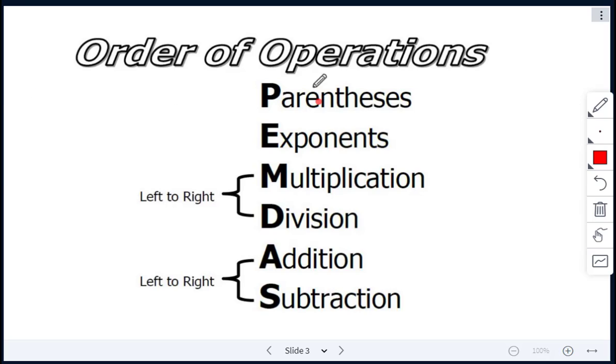So here, again, P in this case stands for parentheses, which are still brackets. Still the brackets that look like this. Exponents, again. Multiplication and division are interchangeable depending on when you're looking at it left to right. And same thing with addition and subtraction. They're interchangeable when you're looking at the equation left to right.